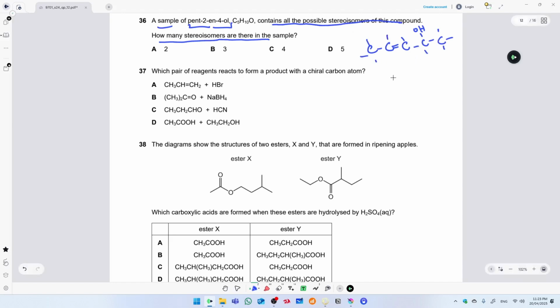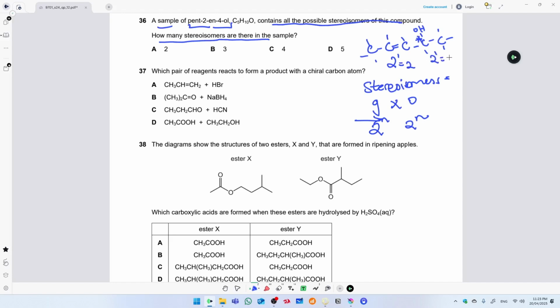Alright, so stereoisomers. Stereoisomers is basically the geometrical isomers multiplied by the optical isomers. So the geometrical, let's count. For each of them, you use the formula 2 to the power of n. N is basically the number of double bonds that can show cis-trans or the number of chiral carbons. Here you have one double bond that can show, so 2 to the power of 1 is 2, and here you have this as a chiral carbon, so that's 2 to the power of 1 again. That's 2 multiplied by 2, answer is 4.